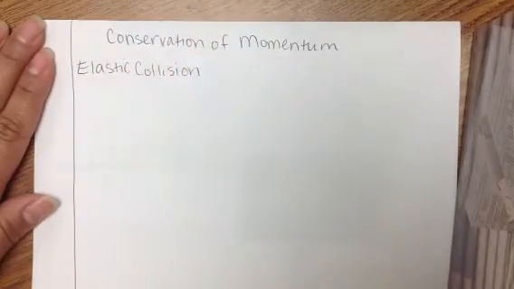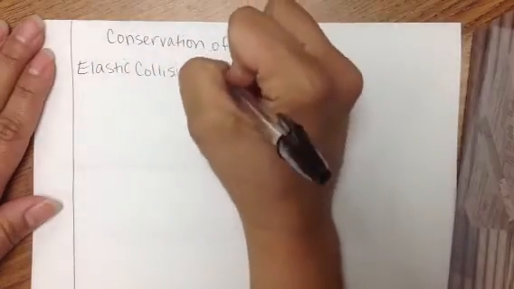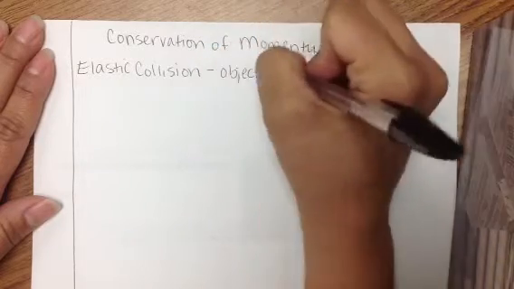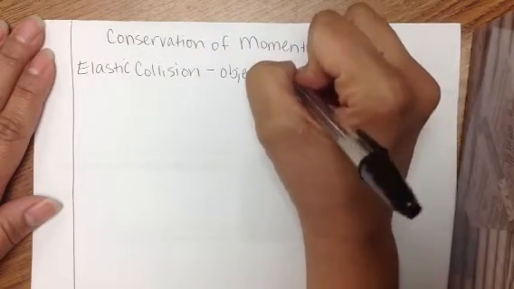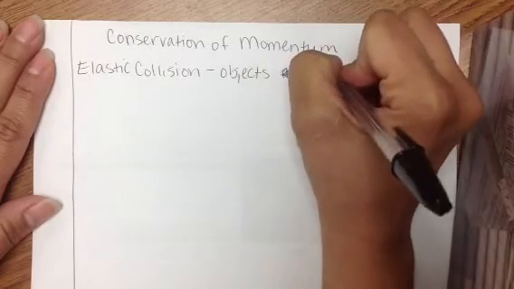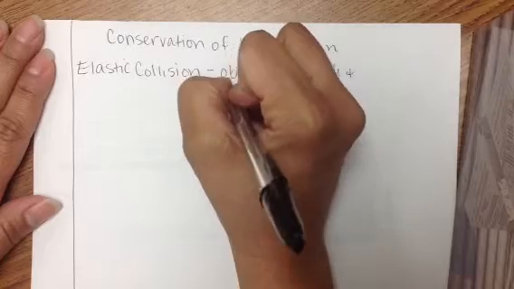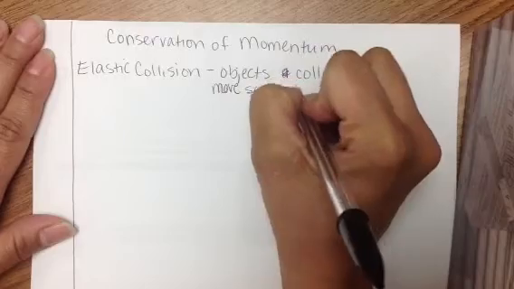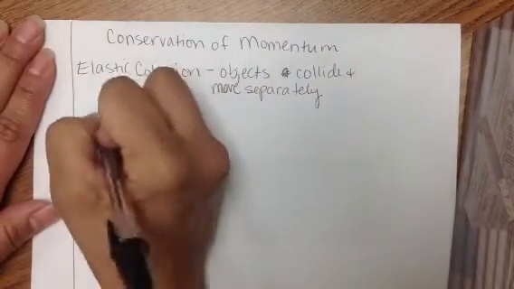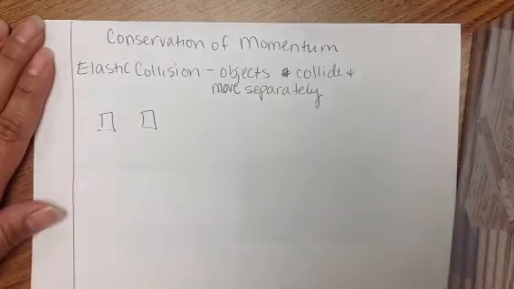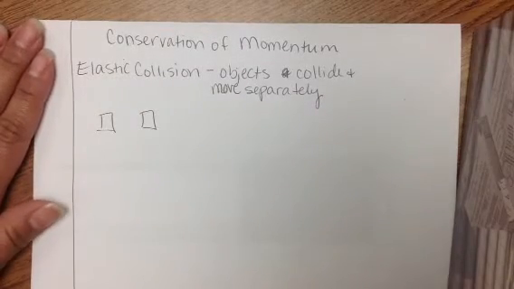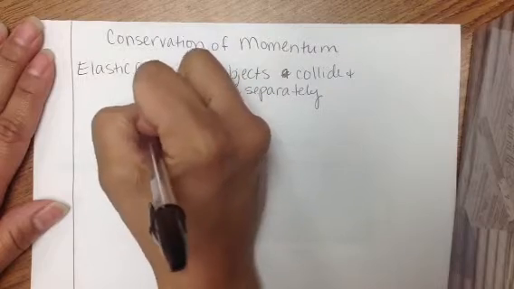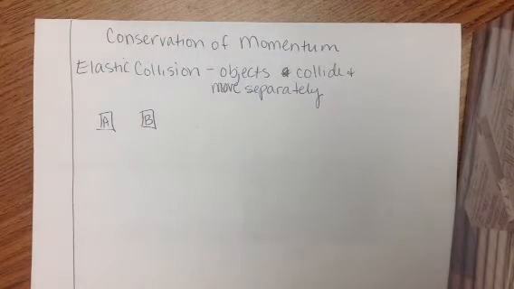First, we're going to discuss an elastic collision, which is where our objects are going to collide and then they're going to move independently of each other after the collision. So if we were going to illustrate this type of situation, we would have two objects. We'll just call them object A and B. And one object could be moving, both objects could be moving. At this point, it really is not important that we know the details.